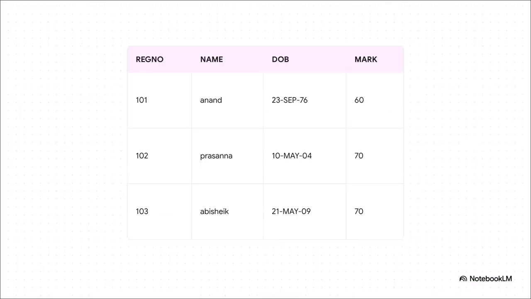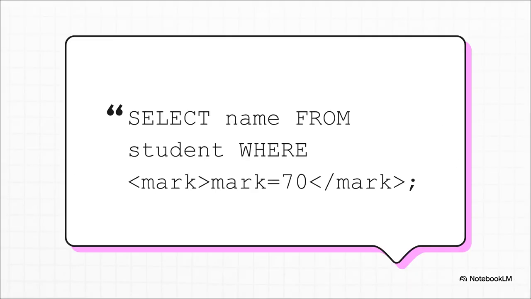So, let's play with this simple little student data set. We've got 3 students, each with their info. Nothing too complicated. Now, let's see what we can find out. The absolute superstar of DQL is the select command. It's how we ask our questions.